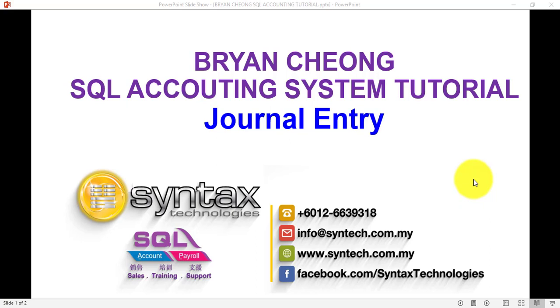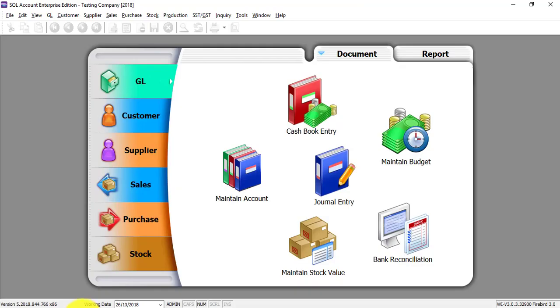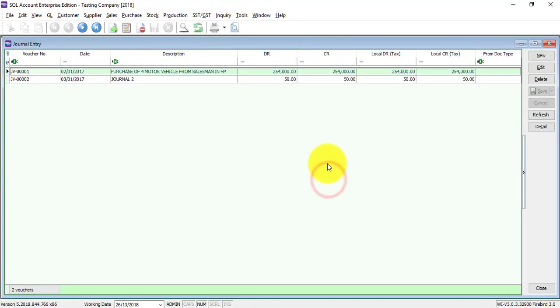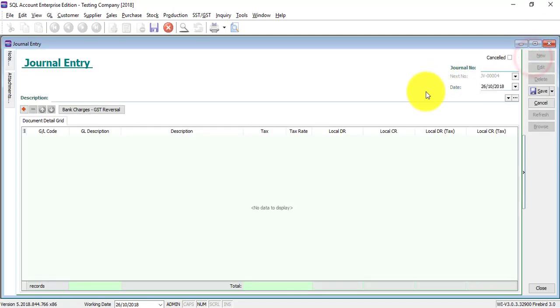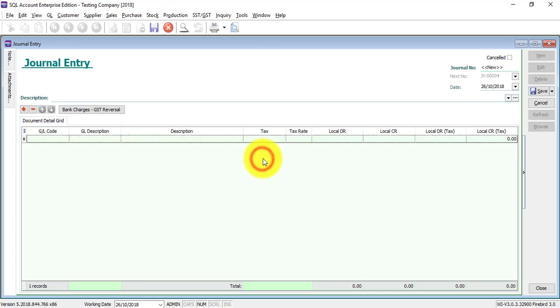In today's SQL Accounting System tutorial, I'll talk about journal entry. Let's go to SQL, GL module, journal entry. In SQL, this is the actual place where you need to know accounting knowledge, because over here, you need to know which account to debit and which account to credit.